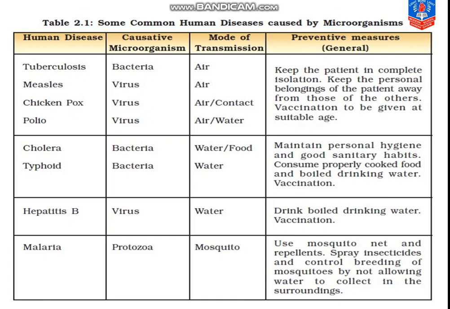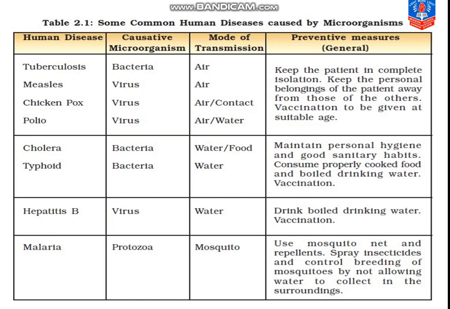Now there is one table showing some common human diseases caused by microorganisms. You can go through the table. The first box contains the human disease, the second is the causative microorganism, by which microorganism that particular disease is caused, then the mode of transmission, how that disease is transferred, and lastly the box shows preventive measures, what measures we can take to prevent those diseases.